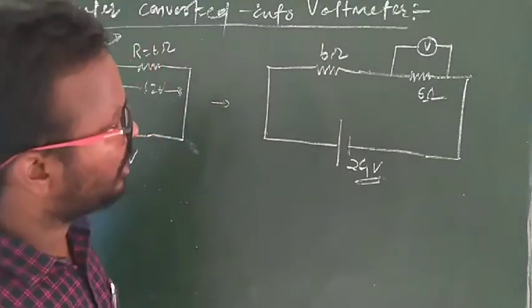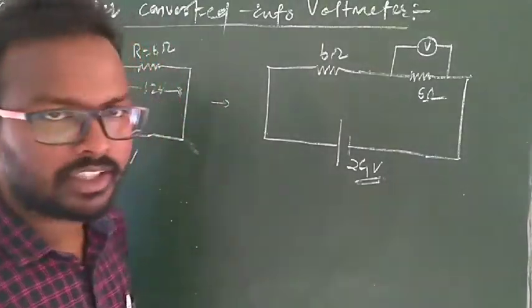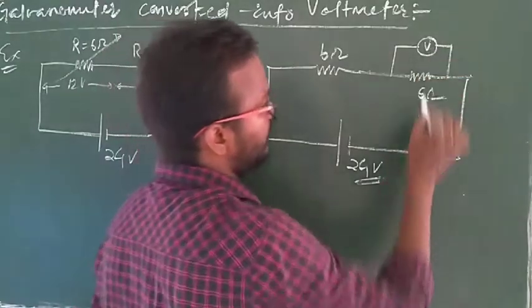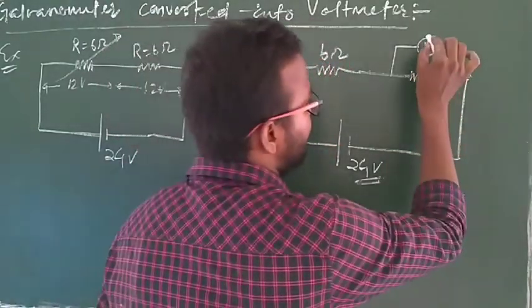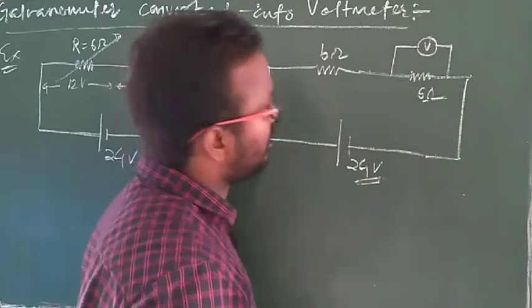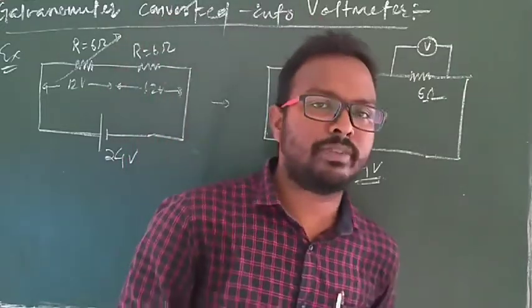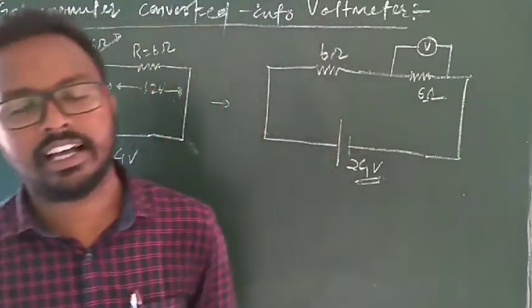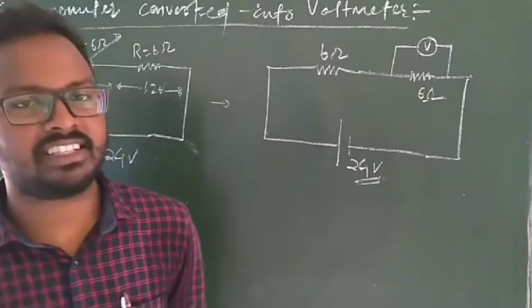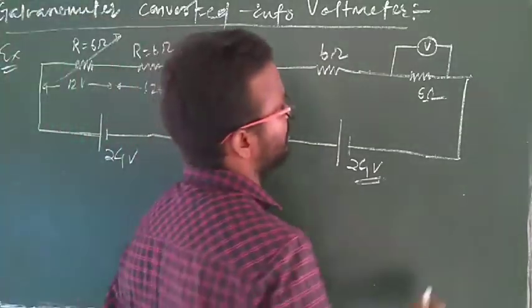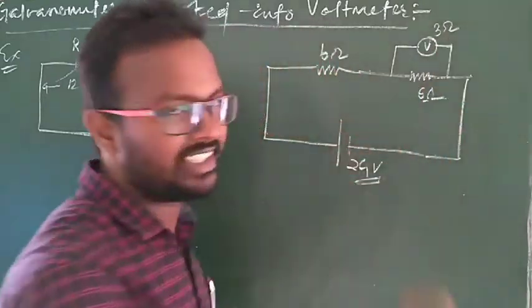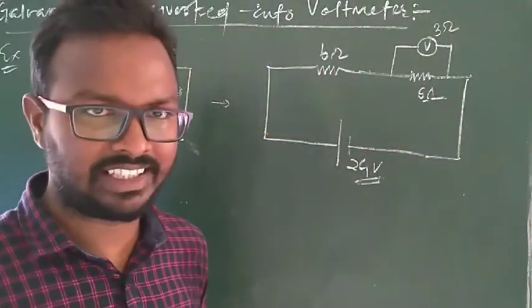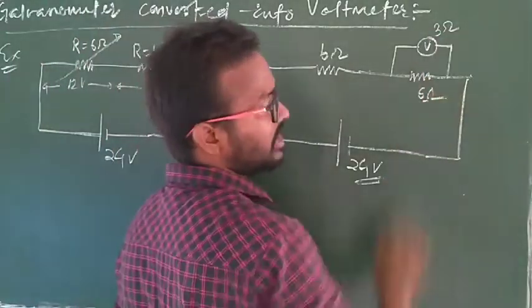Clear? A voltmeter is always connected across a resistor in parallel. So this is the voltmeter and this is the 6 ohm resistor. Suppose this voltmeter, because every electrical instrument has a definite resistance, has 3 ohm or 2 ohm or any resistance. Suppose it is 6 ohm resistance.